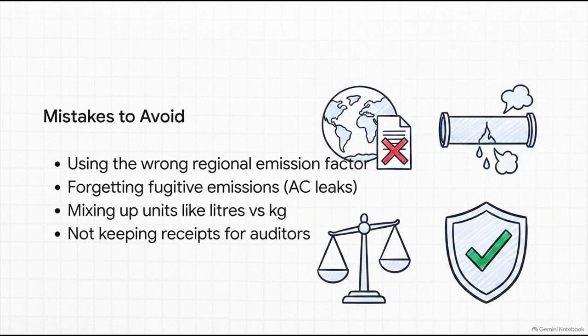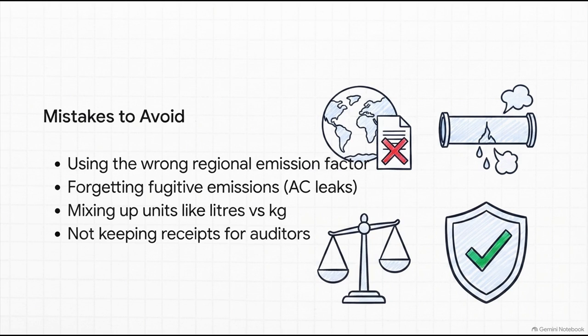Mistake 2, and people always forget this one, completely ignoring those sneaky fugitive emissions, like the AC leaks we talked about earlier. They absolutely count, and auditors definitely look for them. Mistake 3, failing to convert your units properly. Liters, kilograms, and kilowatt hours are not interchangeable in the formula, so double-check your math. And mistake 4, tossing out the physical receipts.